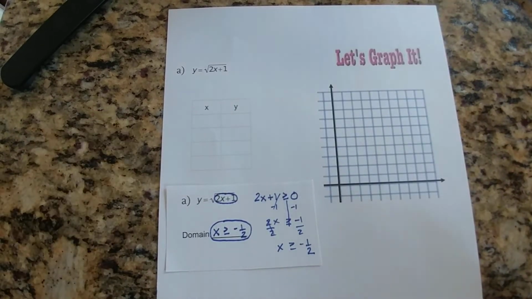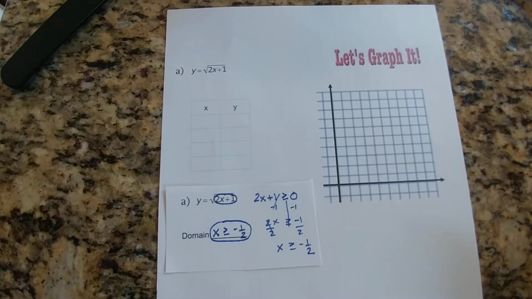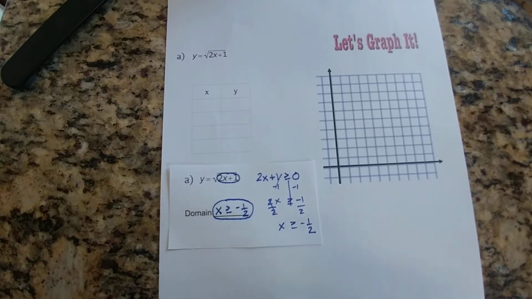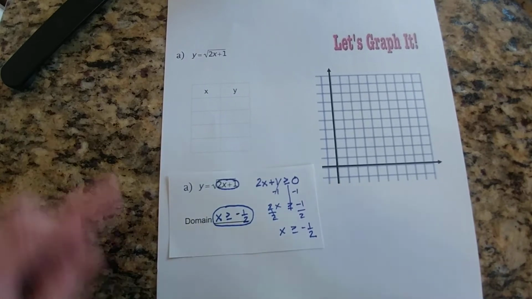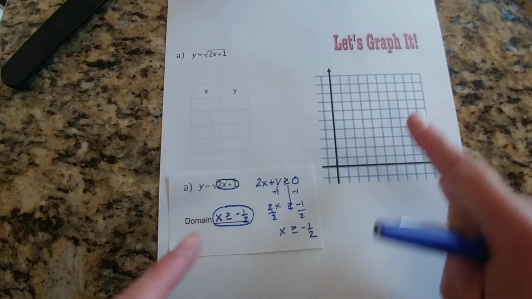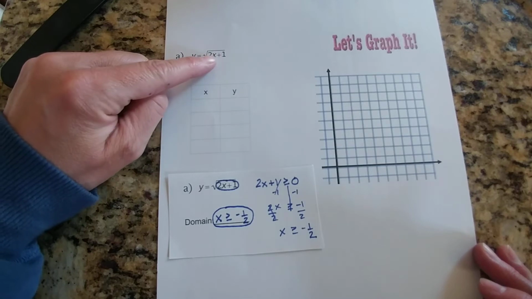All right, let's begin graphing. Here's example letter A. So here we have y equals the square root of 2x plus 1. Now we just came up with the domain for this in the last example. When we're coming up with a table of values to create ordered pairs to graph this, we need to come up with domain values to plug in for x.